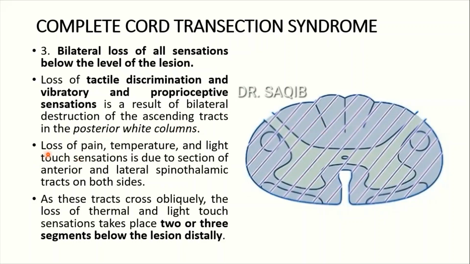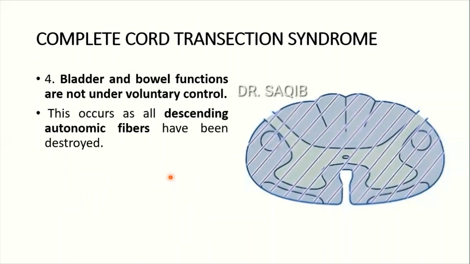Posterior white column. And the anterior and lateral spinothalamic tracts are damaged, causing loss of pain, temperature, and light touch sensations. As these tracts cross obliquely, the loss of thermal and light touch sensations takes place 2 or 3 segments below the lesion distally. Number 4, bladder and bowel functions are not under voluntary control. This occurs as all descending autonomic fibers have been destroyed.